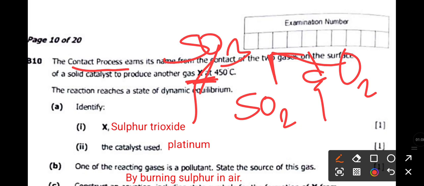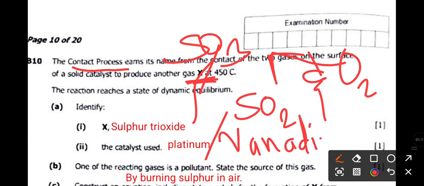Number two says the catalyst used. So the catalyst used, you could either write platinum, or if you want, you can say vanadium 5 oxide.